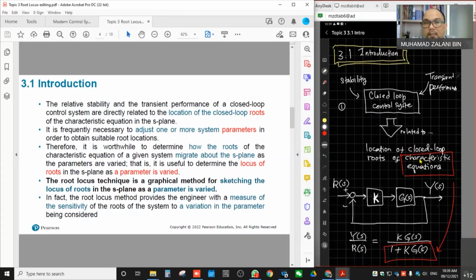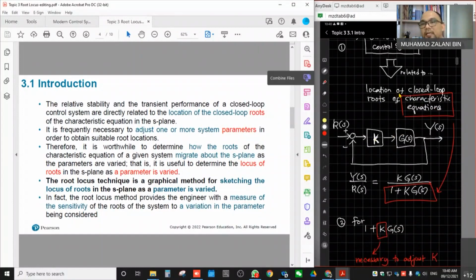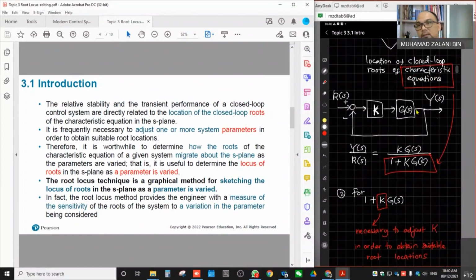Okay, the stability and transient performance of the closed loop system is subjected to the location of the closed loop roots of the characteristic equation in the S-plane. So, we are talking about the location of the closed loop roots of the characteristic equation.